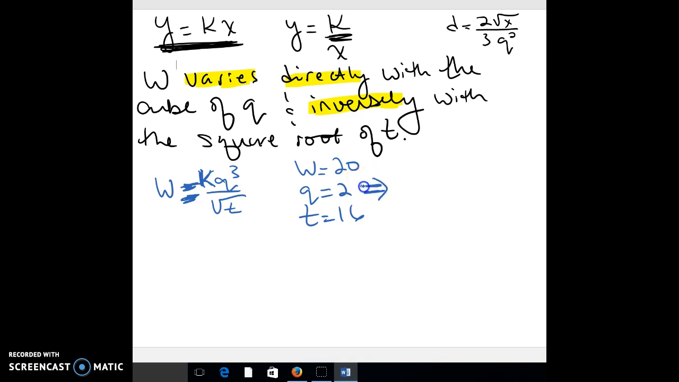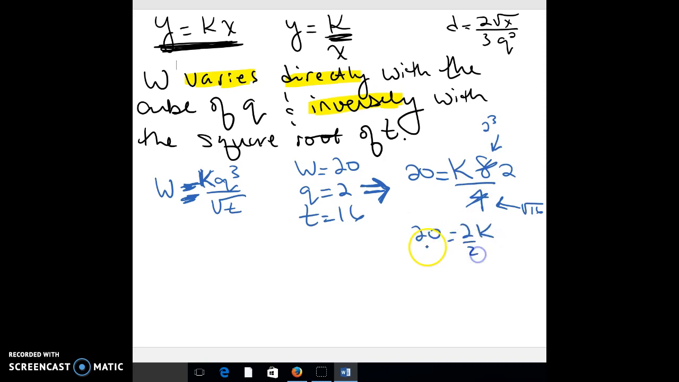So I'm going to come over here, and I know 3 out of 4 variables. So I'm going to sub in 20. I don't know what K is. I'm going to sub in 2. So 2 cubed is 8. That's my 2 cubed right there. And then I have the square root of 16, which is 4. And so I can reduce here or divide, whatever you want to call it, and I get 2K. Divide by 2, K equals 10.